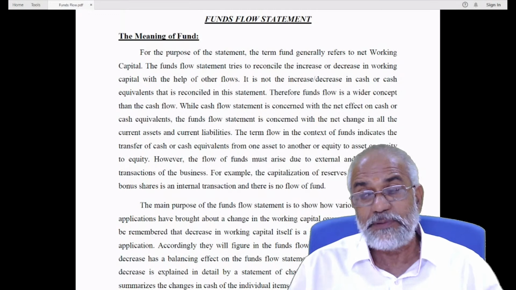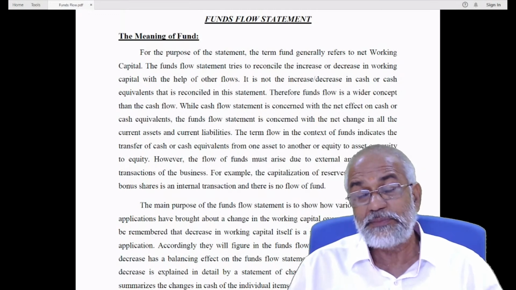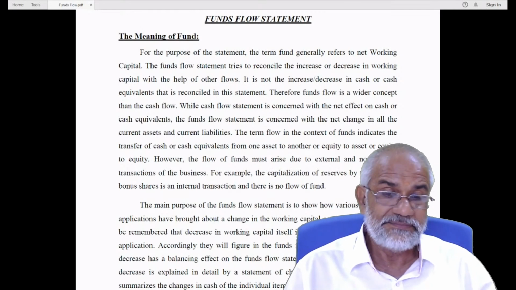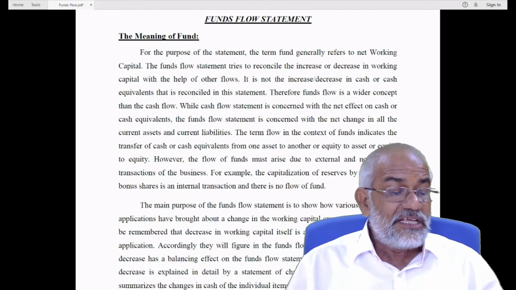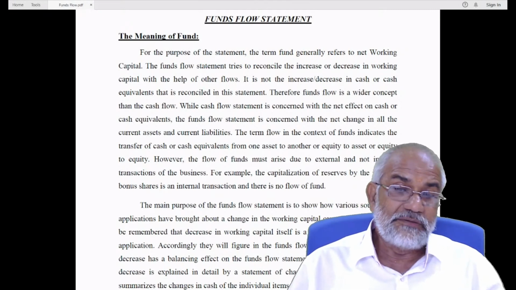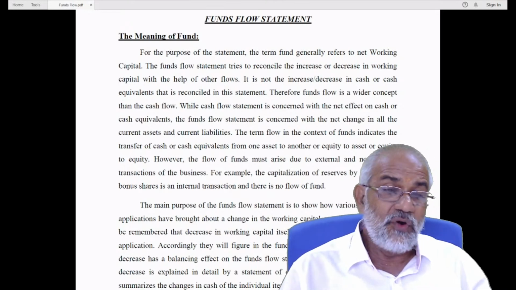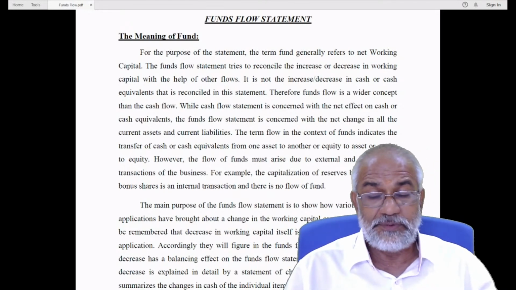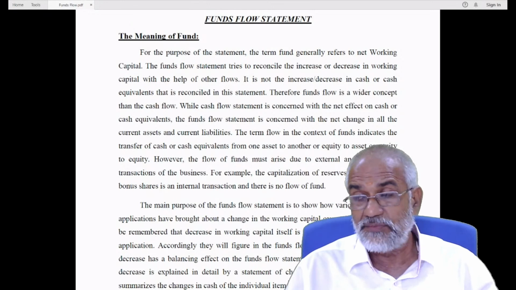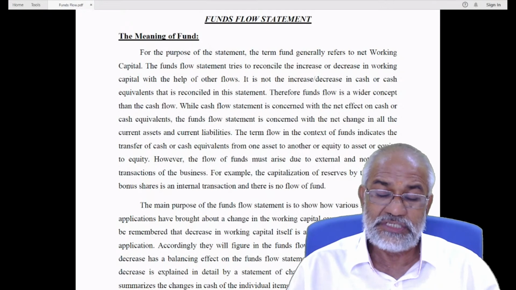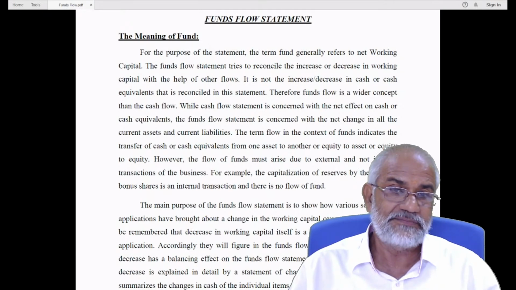But when one aspect belongs to the current category and the other aspect belongs to the non-current category, then only there would be flow of funds, either positive or negative. That has to be thoroughly remembered. So this is about flow of fund, how the flow of fund results, and the flow of fund can be of two types, either positive flow of funds which is known as sources of funds, or negative flow of funds which is known as the uses of funds or application of funds.